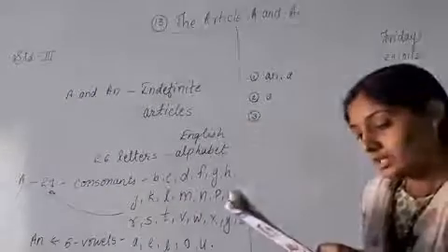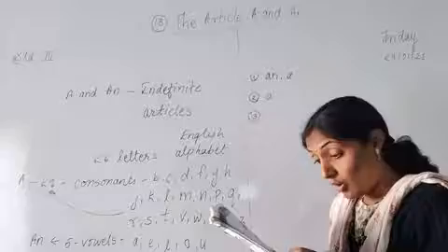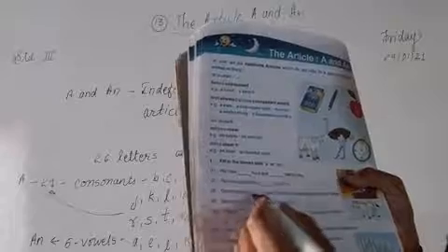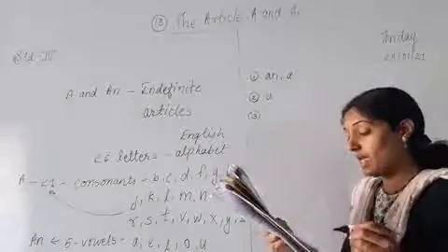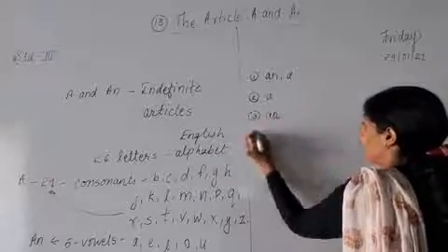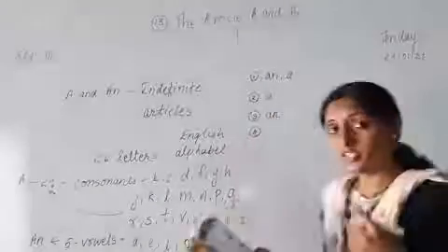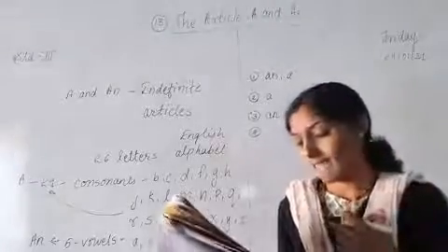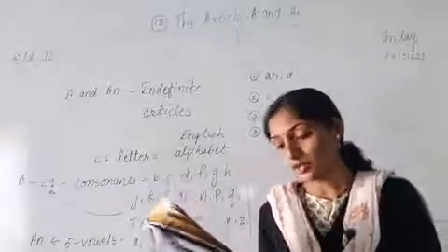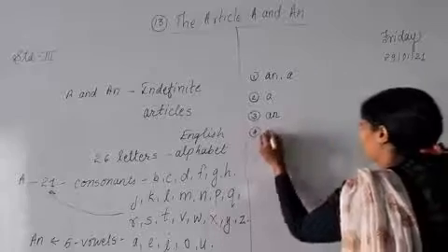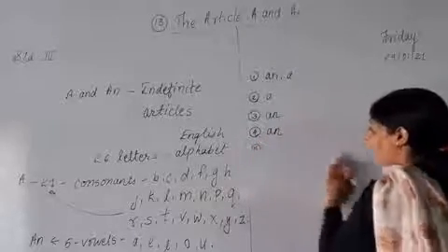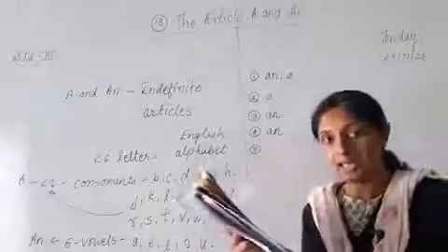Third one, Geeta had seen an horror movie at night. Here H is there but H is silent. Pronunciation is taken off O, not H. Fourth one, a cow is dash useful animal. Useful is starting with U, so an will come. The cow is an useful animal.